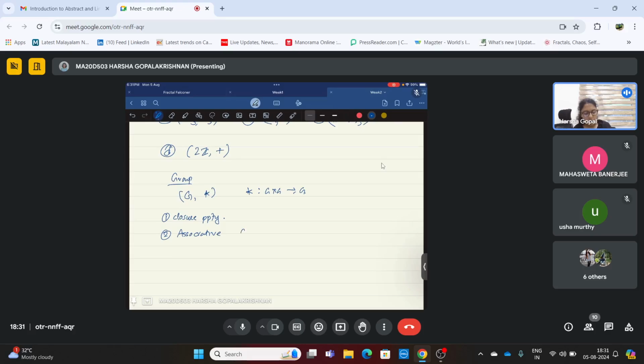Associativity basically means A star B star C. The order of the operation doesn't matter. If I take B star C first, then do A star (B star C), or if I take A star B first, then operate with C, in both cases, whatever the order, it does not matter. That is the associative property. And existence of identity.